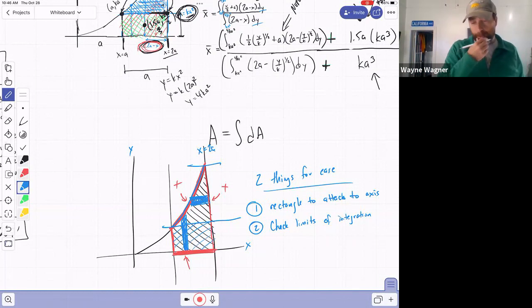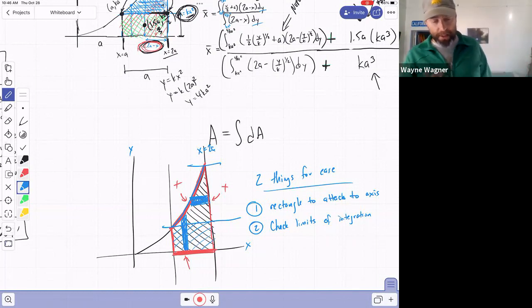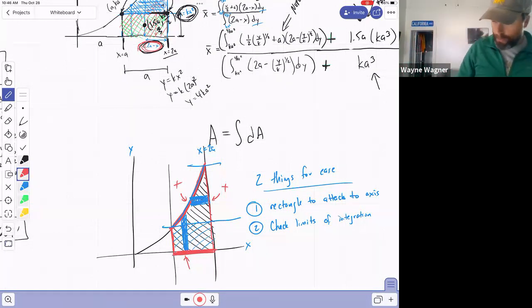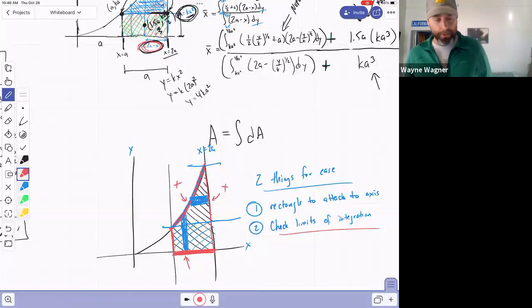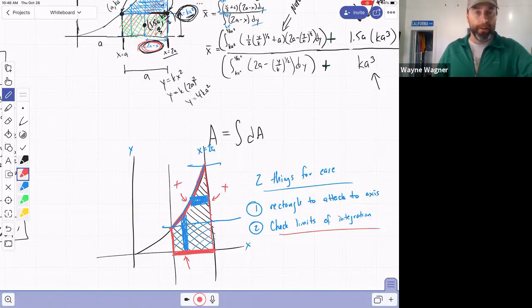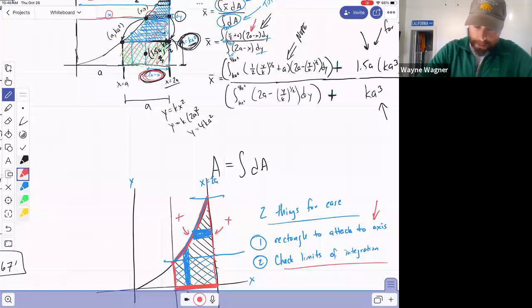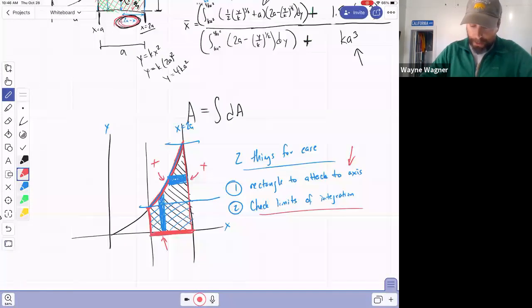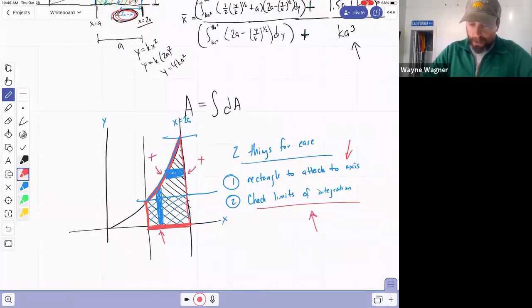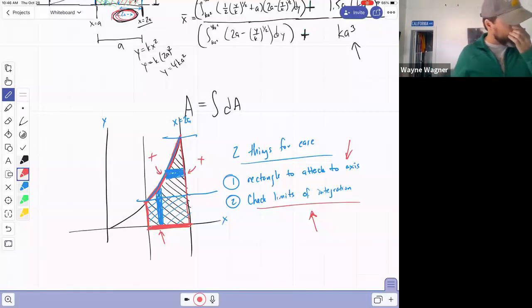So that's the two reasons why. I mean, this is the one that's most important, because that's going to create all kinds of problems. This one, the rectangle attaching to the axis, is just the difference between having to subtract something off. That's not a huge deal. But the limits of integration will determine whether or not you have to split this up into a bunch of different areas. And no one really wants to have to do that.